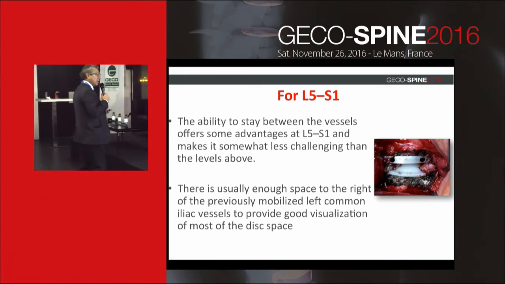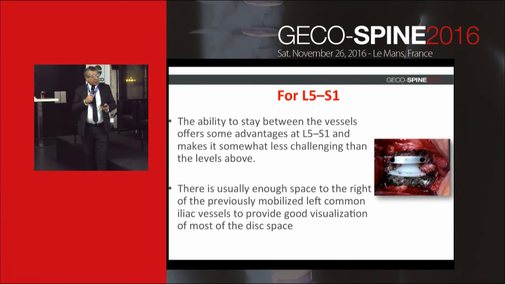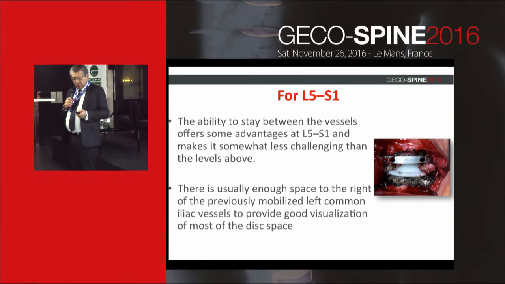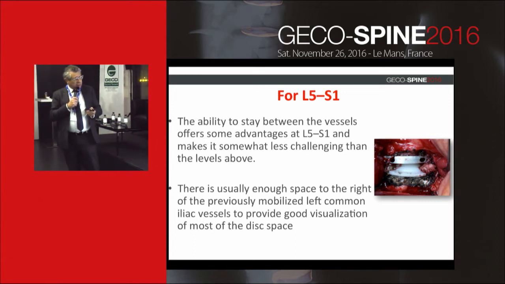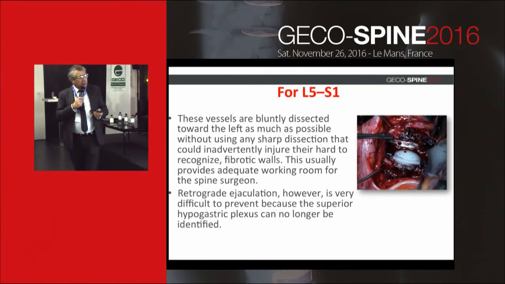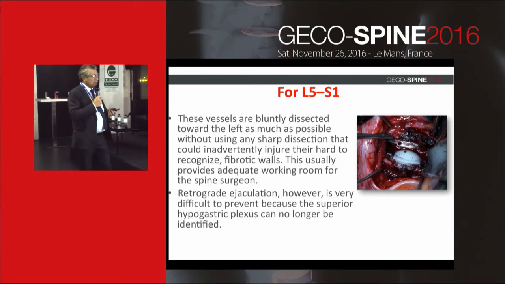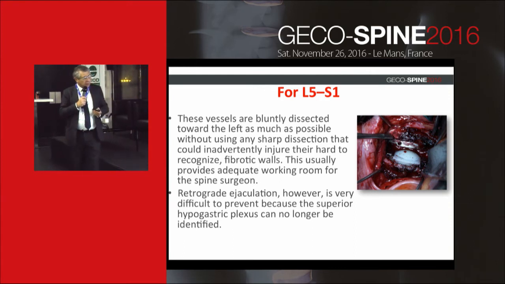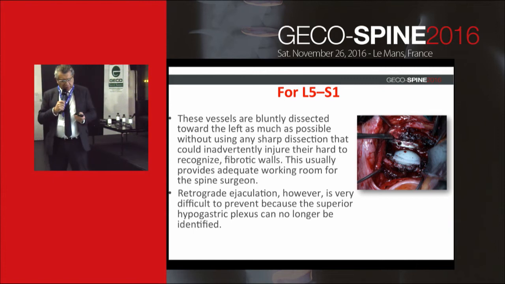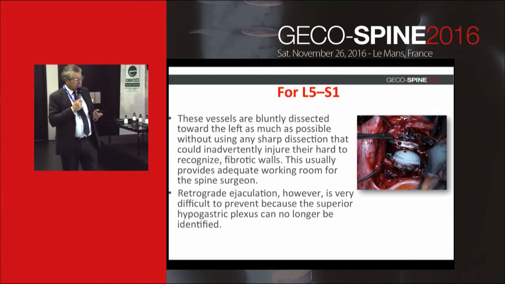In L5-S1, the ability to stay between the vessels offers some advantages and makes it somewhat less challenging than the level above. There is usually enough space to the right of the previously mobilized left common iliac vessels to provide good visualization of most of the disc space. The vessels are bluntly dissected toward the left as much as possible without using any sharp dissection that could inadvertently injure the hard to recognize fibrotic walls. This usually provides adequate working room for the spine surgeon. Retrograde ejaculation, however, is very difficult to prevent because the superior hypogastric plexus can no longer be identified.